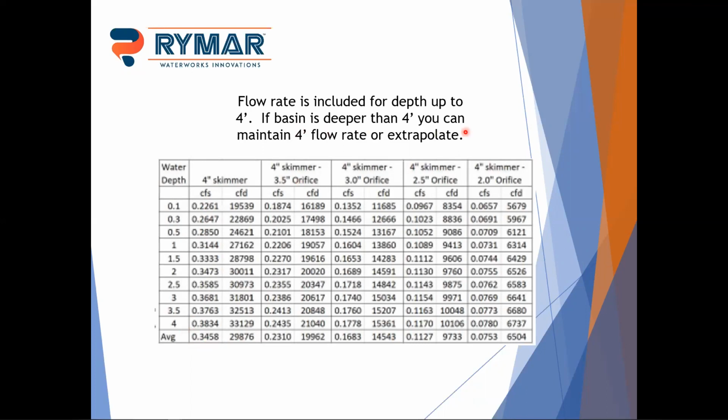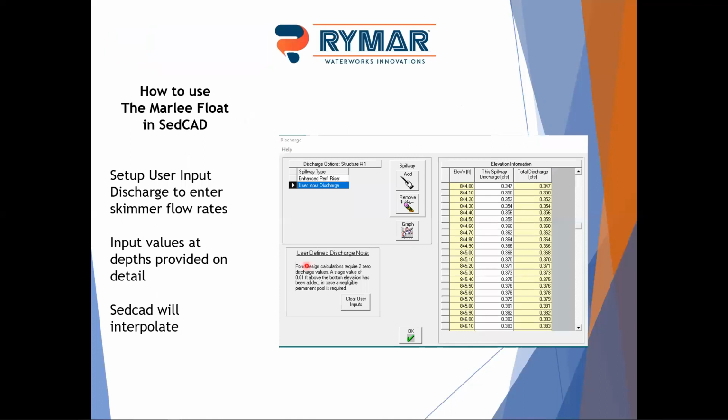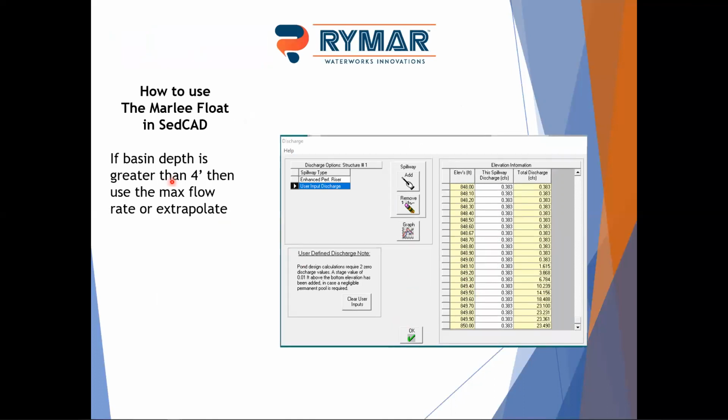If the basin's deeper than 4 feet, you've got a couple of choices. You can either maintain that flow rate at 4 feet, because as we looked at the flow rate curves, it's starting to level out, or you can extrapolate it based on the last 3 data points. By putting in that 0.1 increment, it'll give you all these input points. You just plug in the ones that we give you. SEDCAD will interpolate between them, so you don't have to get the calculator out. Here, for a basin greater than 4 feet, they've just used the same flow rate all the way from above 4 feet up to the 8 foot depth.